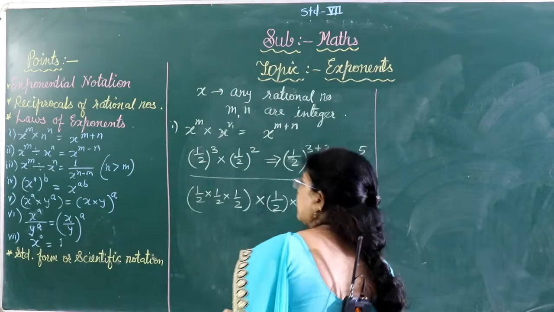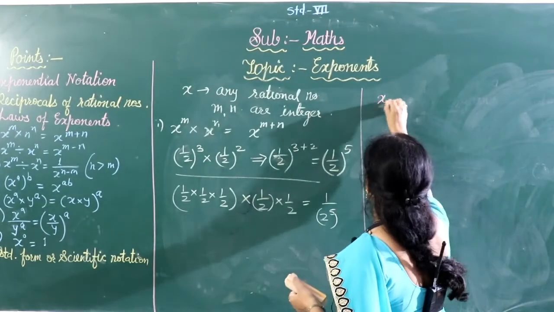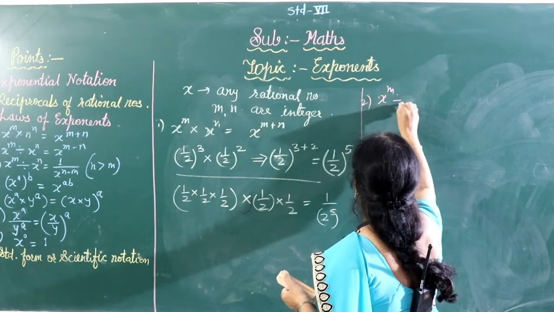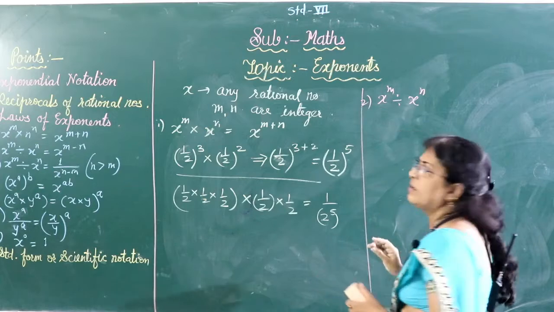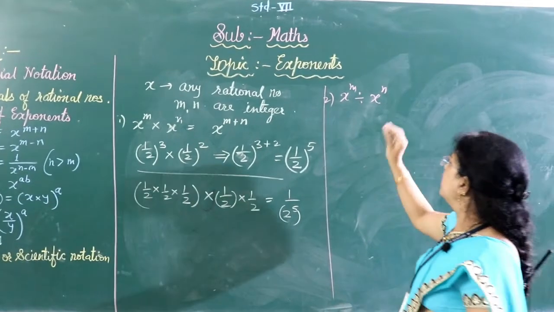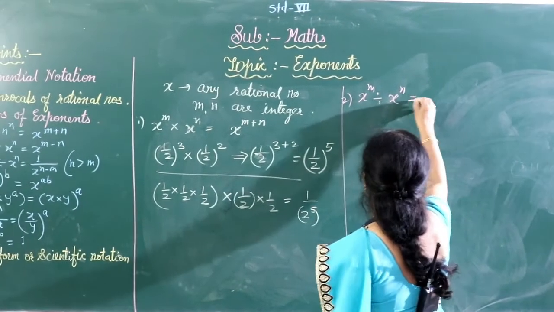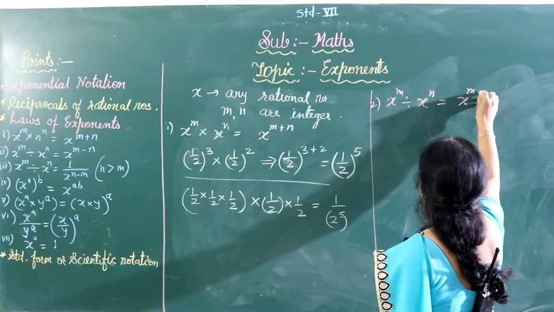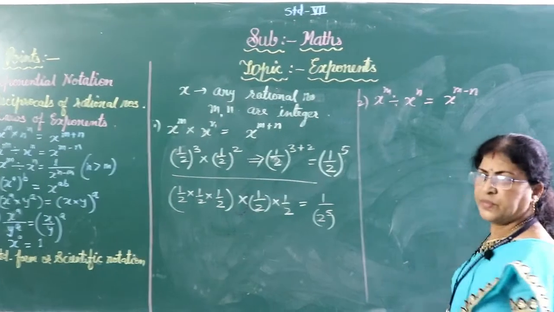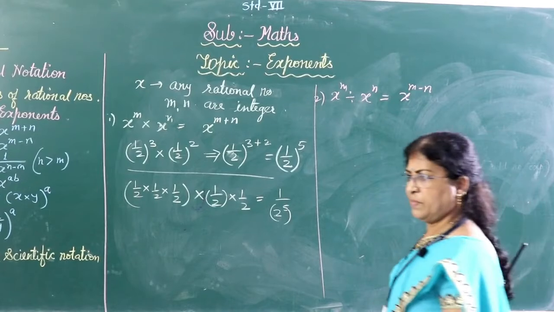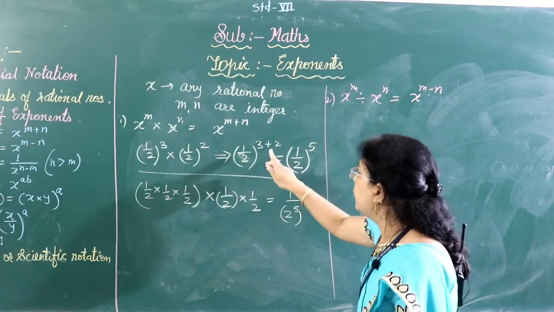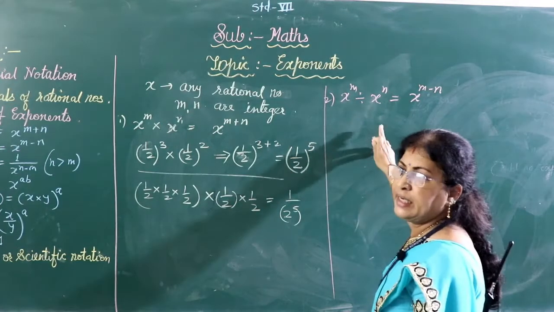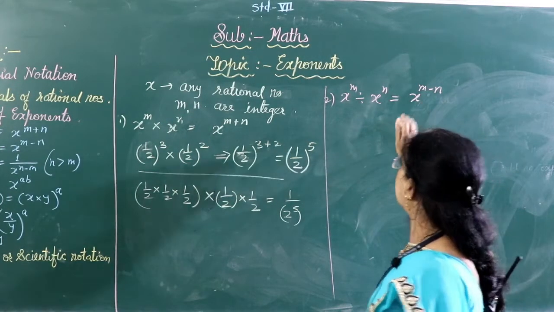The second law is that x raised to m divided by x raised to n. Now here is the division sign instead of multiplication. So the same example let us consider. This is equal to x raised to m minus n. Just change the sign. Plus will become minus here. In multiplication we add their exponents, in division we subtract their exponents.